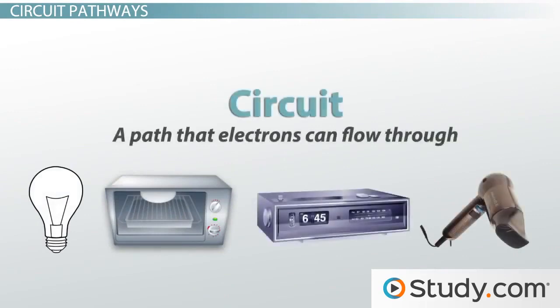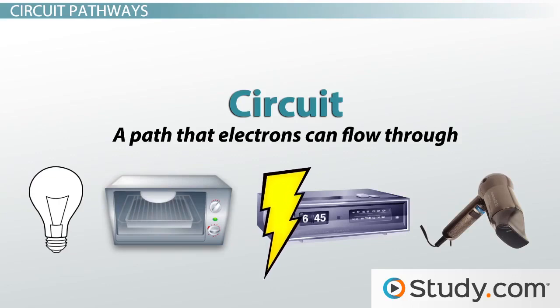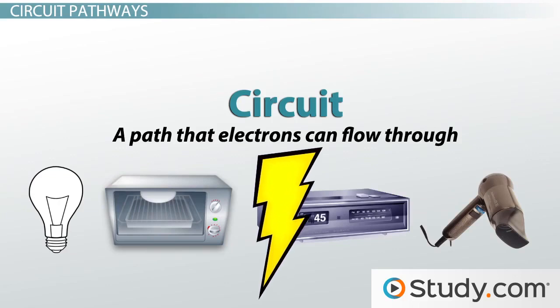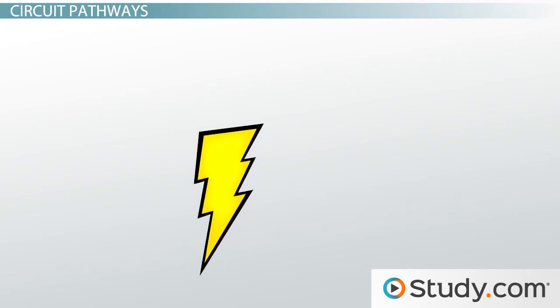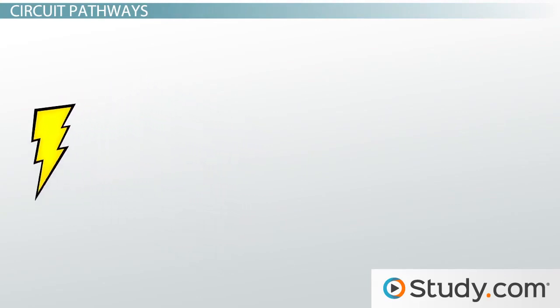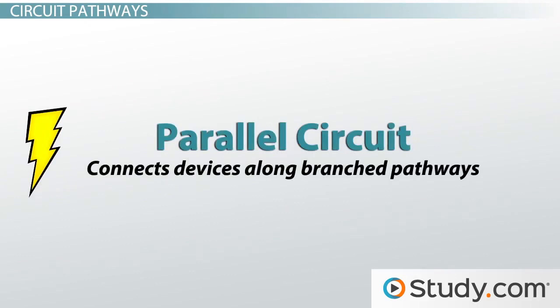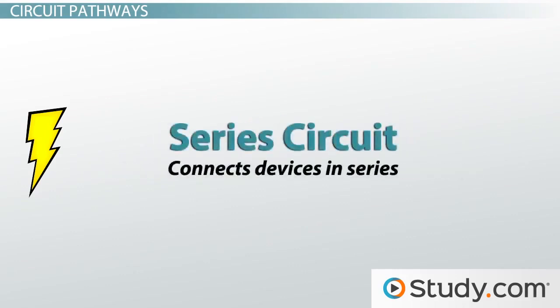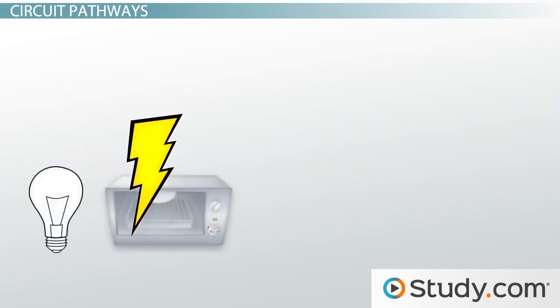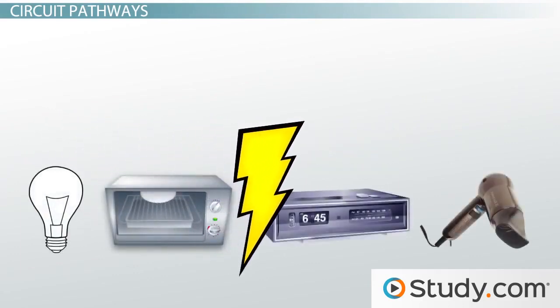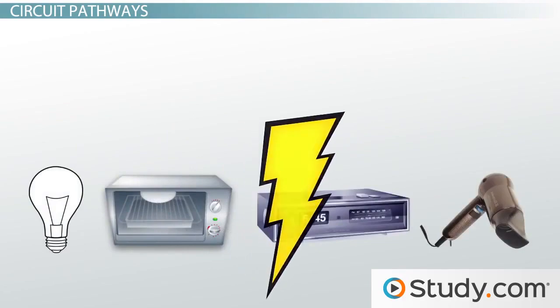A circuit is a path that electrons can flow through. It's what provides electricity to your lights, oven, radio, hairdryer, and other things in your house through the outlets you plug them into. There are two ways that items are connected along a circuit, in series or in parallel. A parallel circuit connects devices along branched pathways, which provides separate paths for the electrons to flow. A series circuit connects devices in series, providing one single pathway for electron movement. We'll explore parallel circuits in detail in another lesson. For now, we'll focus on how series circuits work to power devices.